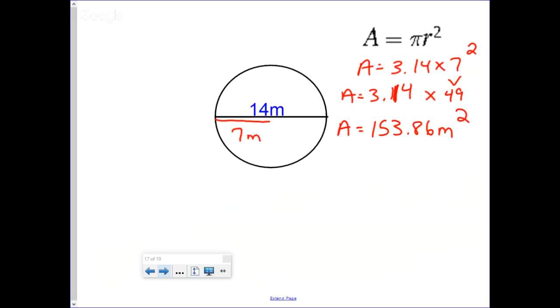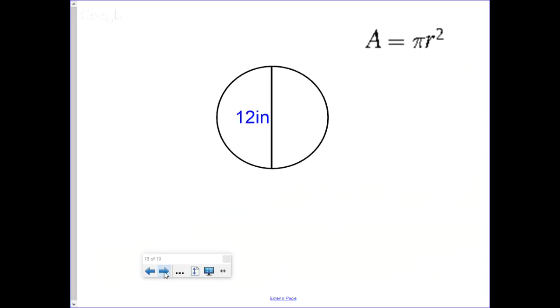Okay? Let's try one more. One more here, with a diameter. Now we have a diameter of 12 inches. Okay? Again, this formula has an R in it. This is a D. We cannot use a D in that R. We just can't do that. So we're going to half it. We have to half the diameter. And when we half the diameter, what is half of 12? Well, that's 6 inches. So that radius for this circle is 6 inches.